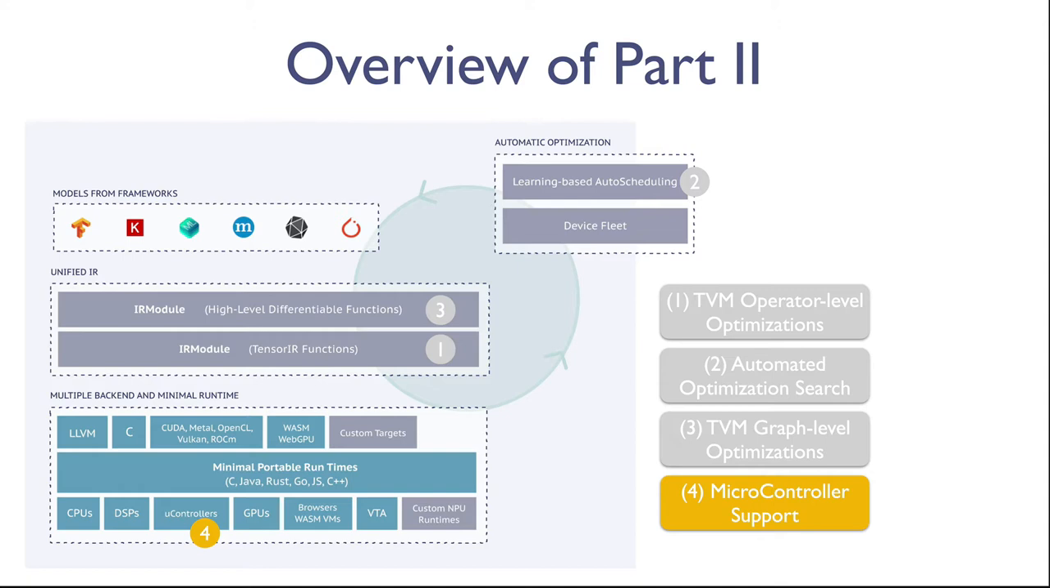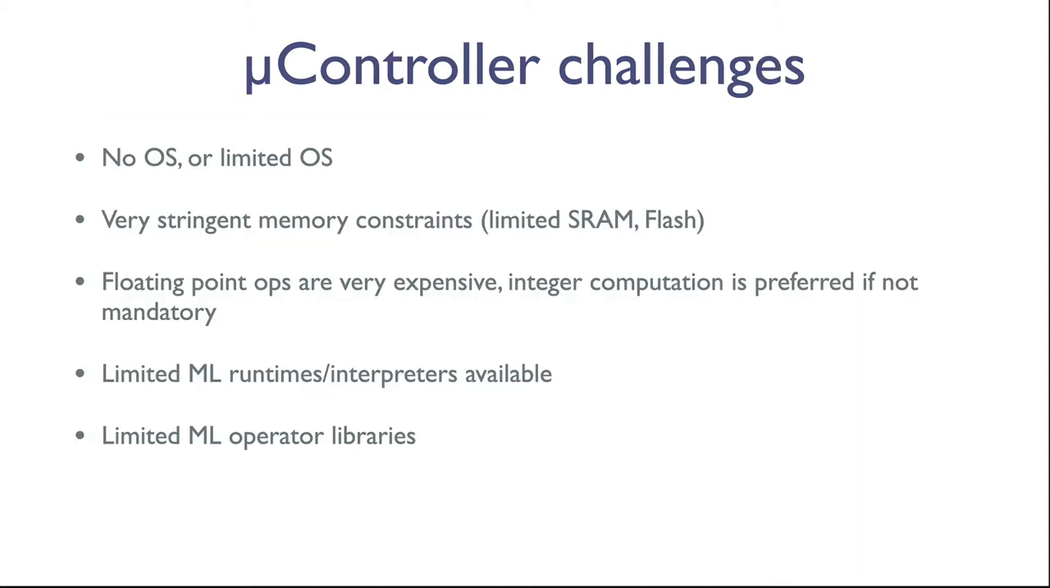Okay, so now we'll briefly talk about microcontroller support with TVM and how you can target different hardware. Microcontrollers have a number of different challenges. There's no operating system or a very limited operating system. We can have very stringent memory constraints, such as limited SRAM, and floating point operations are generally very expensive. Integer computation is preferred, if not mandatory. And there are limited machine learning runtimes and interpreters available for microcontrollers, as well as limited machine learning operator libraries.